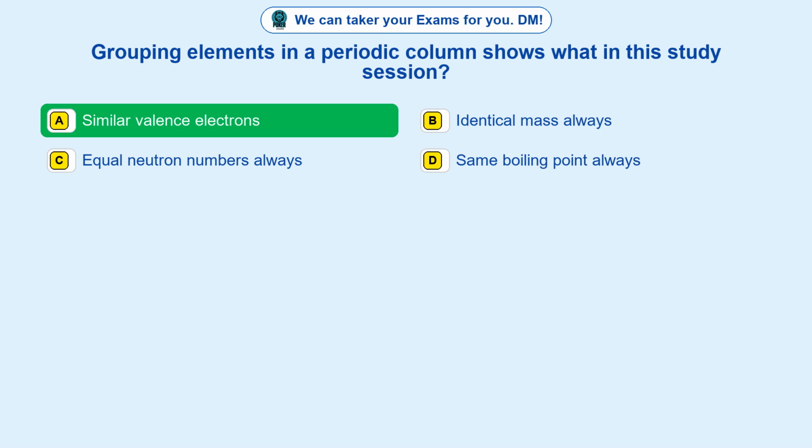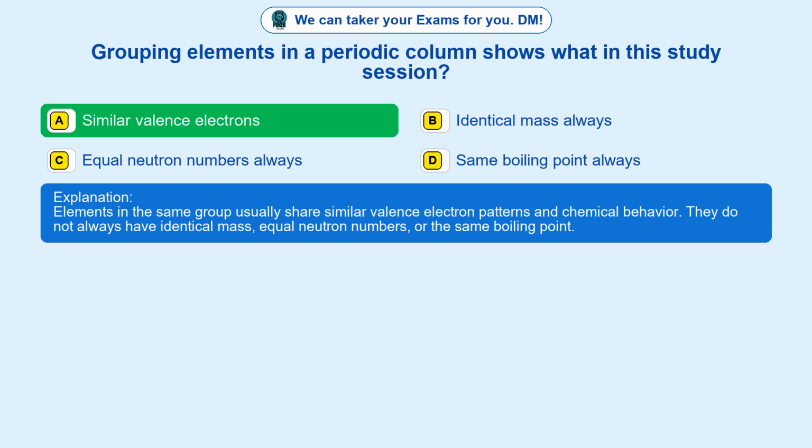The correct answer is option A, similar valence electrons. Elements in the same group usually share similar valence electron patterns and chemical behavior. They do not always have identical mass, equal neutron numbers, or the same boiling point.